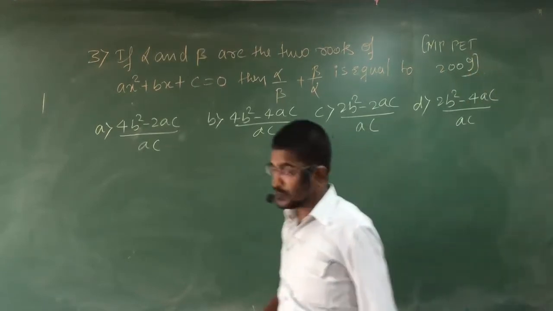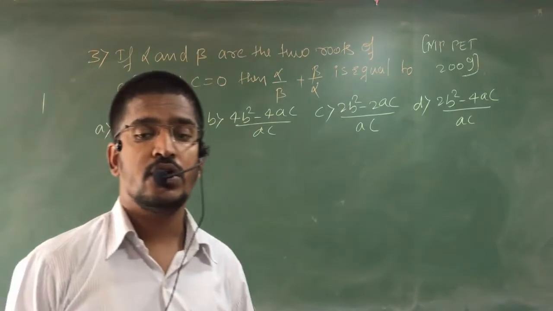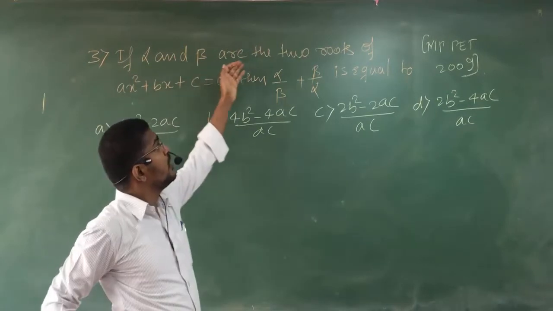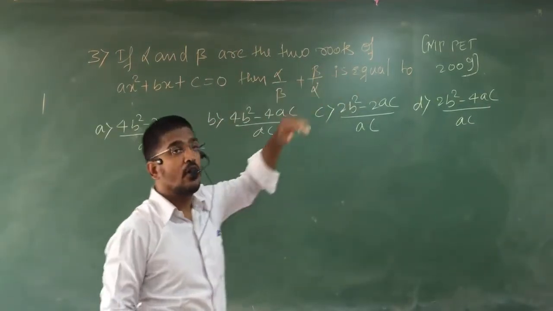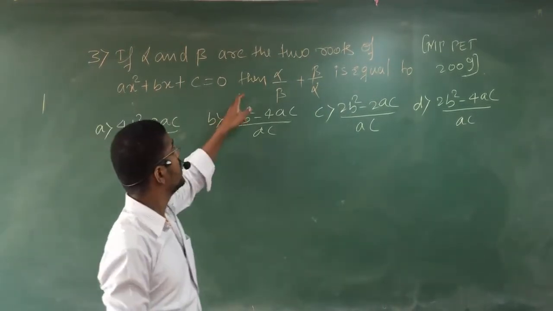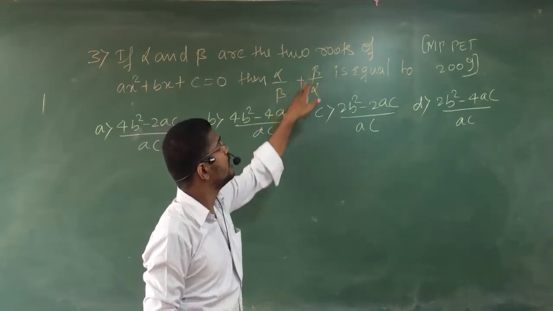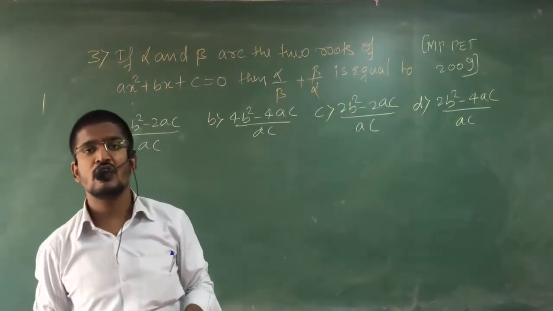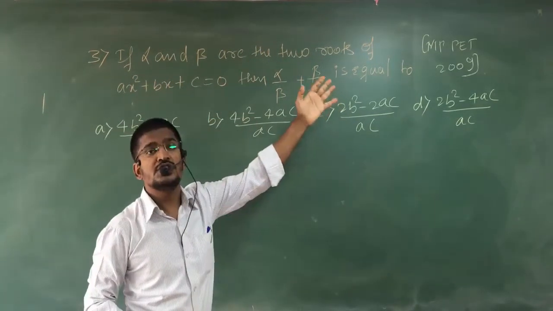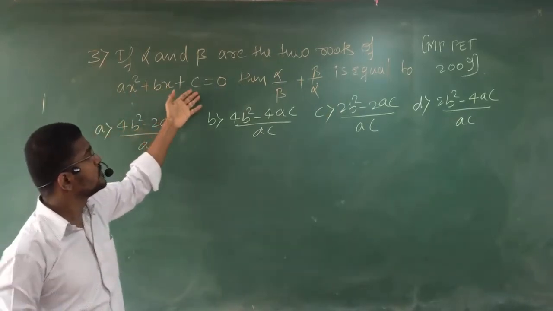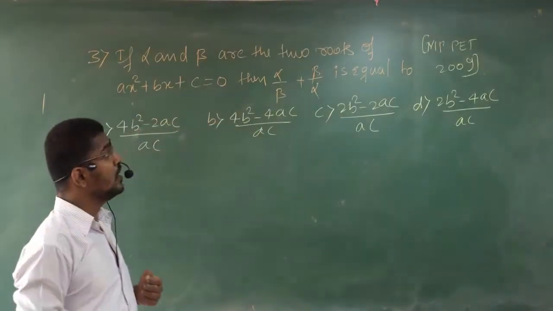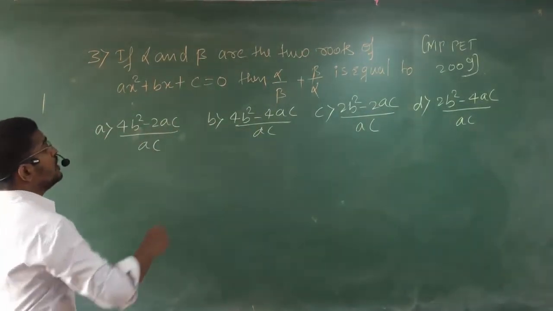Okay students, now let us move to your third question. That is, if alpha and beta are the two roots of ax square plus bx plus c equal to 0, then alpha by beta plus beta by alpha is equal to what, they are asking. That means, if alpha and beta are the two roots of ax square plus bx plus c equal to 0, then what is alpha by beta plus beta by alpha? Okay, let us take this.